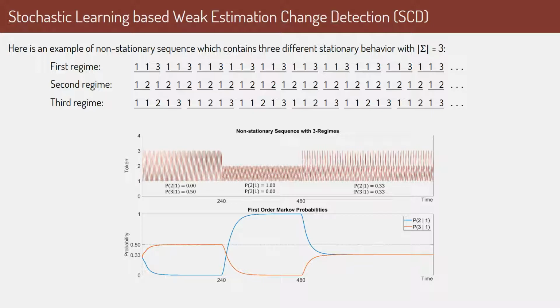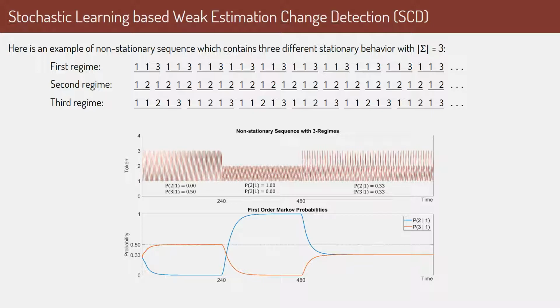A non-stationary sequence is a combination of stationary segments, which are also called as regimes. Here it can be seen that the non-stationary sequence is composed of three regimes. The regime switching points are detected by tracking the Markov dependencies of the sequence. The drastic changes on the probability curves indicate change points.